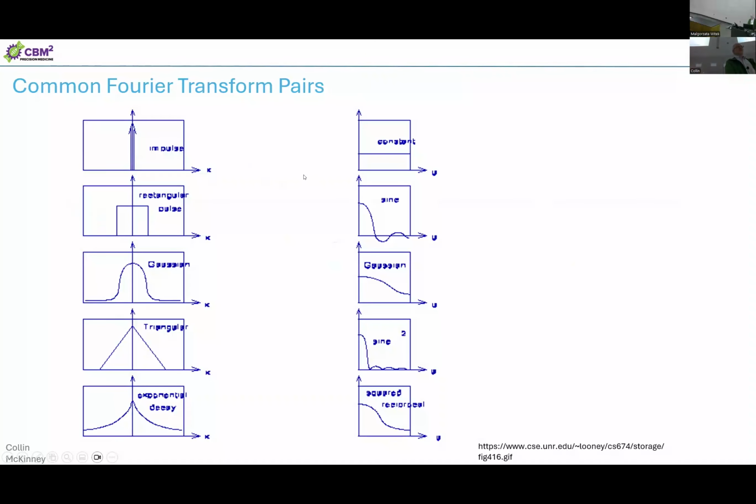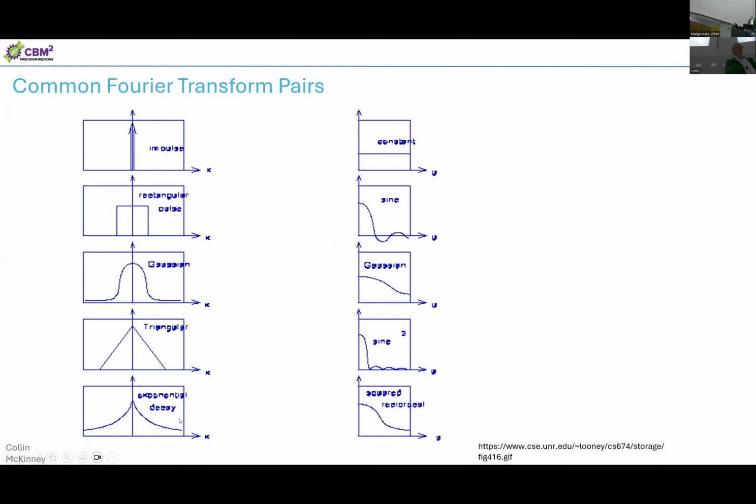And here's some more common transform pairs, right? So here's an infinitely narrow spike. It produces this flat looking sort of equivalent of random noise response. And again, here's a Gaussian pulse, and you get a Gaussian back. If you put a triangular pulse in there, like that rotated cube that we showed, you'll get a sinc function in the frequency domain.